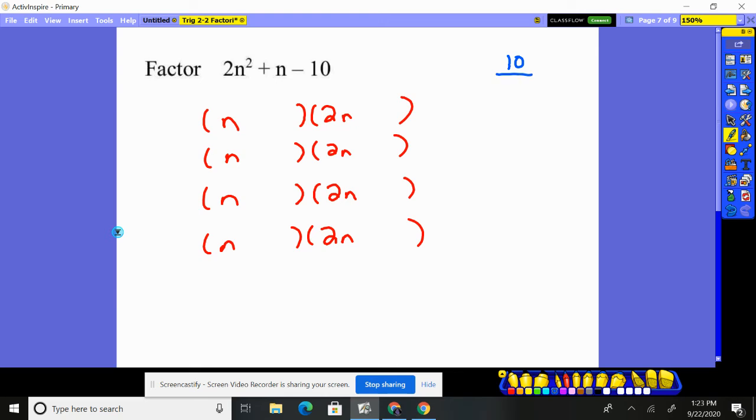So for 10, there's 1 times 10 and 2 times 5. So I know I could have the 1 and the 10, or the 10's here and the 1's here. Again, those outer numbers we're always going to flip. We could have the 2 and the 5, or flip it, 5 and the 2. Now, since it's subtraction, I don't want to put my signs in there. I want to come back and say, okay, I need to create just a +1. I need to have a difference of 1.